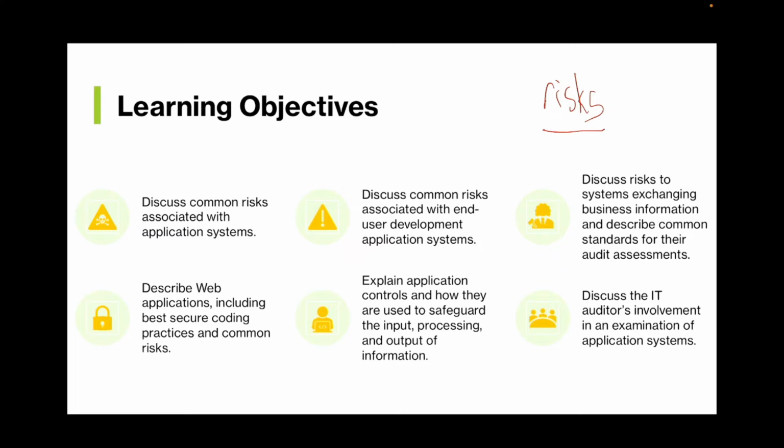So we will be discussing common risks to various types of application systems and provide examples of such potential risks. We will also be touching on relevant application controls that can be implemented by organizations in order to mitigate the risks that we have discussed. And then the last part would be, of course, the focus of what is the involvement of the IT auditor in this scenario.